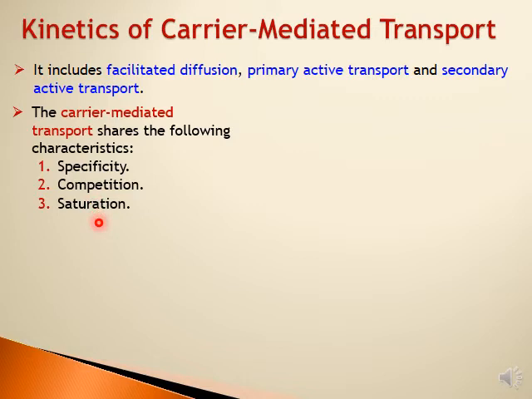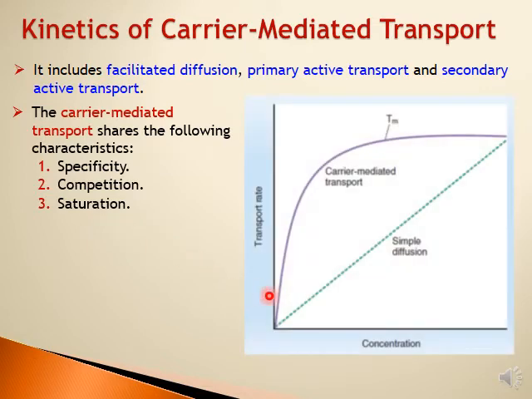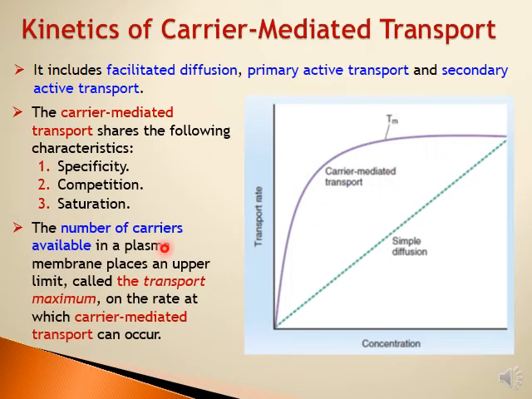And this saturation is because we have a limited number of carriers in the membrane, and once all the carriers are occupied, we cannot increase the transport rate. As you can see here, in carrier-mediated transport, as we increase the concentration, the transport rate will increase until we reach a transport maximum, where all the carriers present in the cell membrane are busy with the transport of that molecule. The number of carriers available in the plasma membrane places an upper limit, called the transport maximum, on the rate at which carrier-mediated transport can occur.